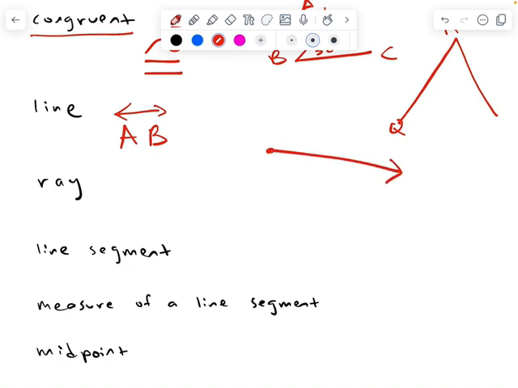Now let's say I'm only going in one direction. Let's say this is O and M. We call this ray OM. Think of it as a ray of sunshine. It starts at the sun and it goes forever in one direction.